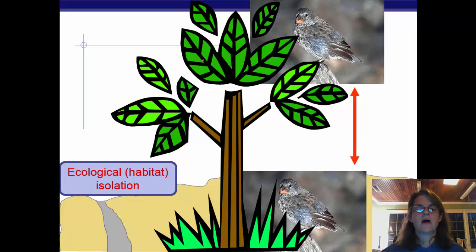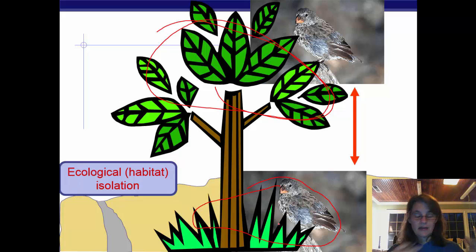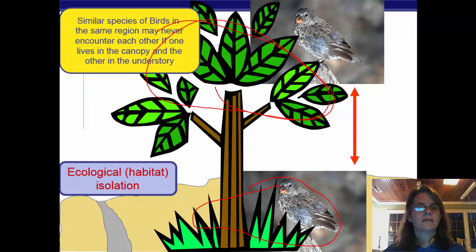Certain birds are only attracted and survive in the canopy of a forest, whereas others are isolated down in the understory. They certainly aren't very far apart, but because of where they choose to live and the niche they fill, they don't interact. And so that's another example of ecological isolation. Okay.